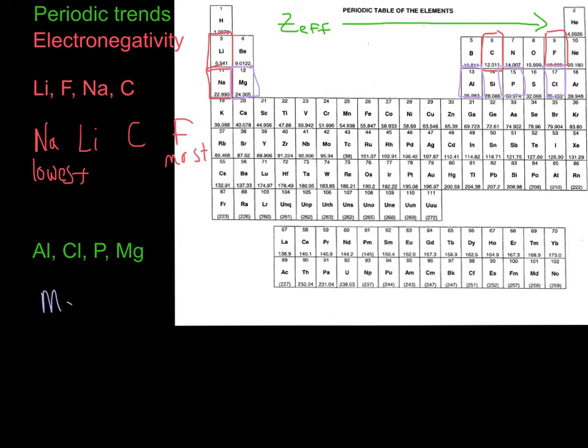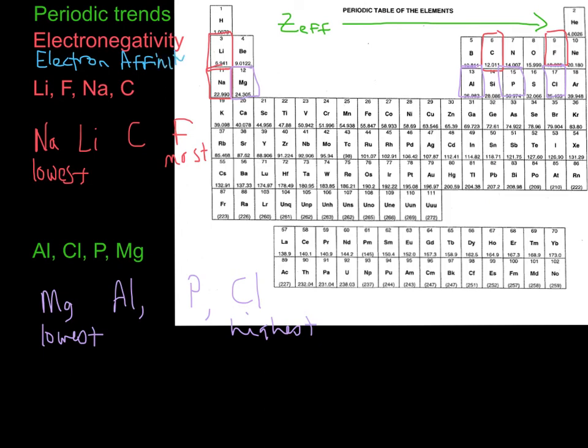So magnesium is going to be the lowest, and then aluminum, phosphorus, and chlorine. Okay, so out of this group, chlorine would be the highest electronegativity. Now, incidentally, I didn't write it up here, but if we were to do the same thing for electron affinity, we would get the same trends. Okay, so basically the lowest electron affinity would also be magnesium. The highest electron affinity would be chlorine.